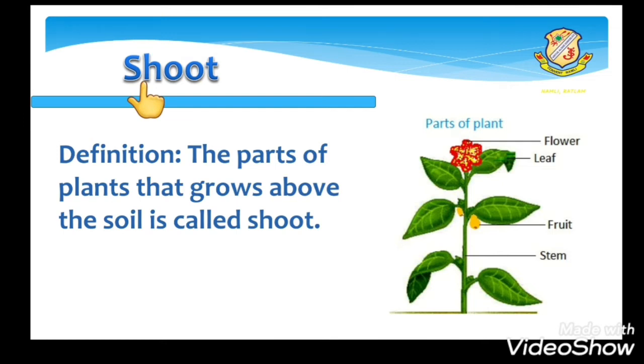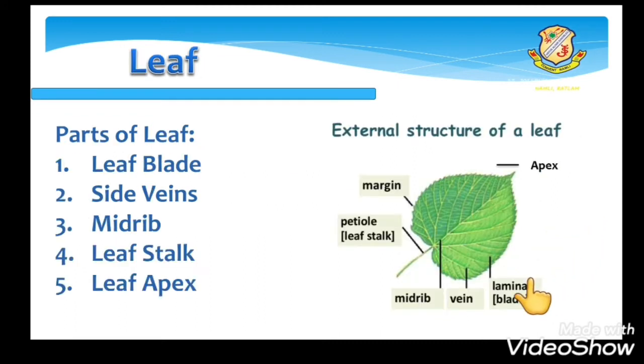The definition of the shoot: the part of the plant that grows above the soil is called the shoot part. The shoot contains a flower, leaf, bud, fruit, and stems. All these parts which are above the ground level are called the shoot part of the plant. Now we will come to the next part of the plant, that is the leaf.